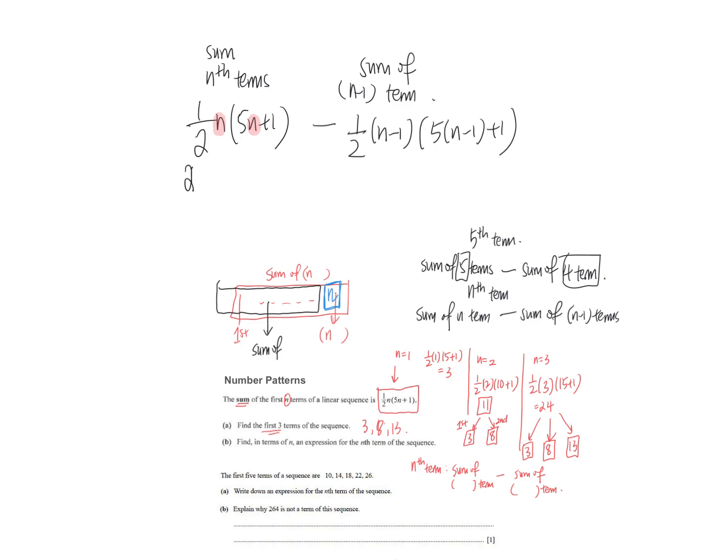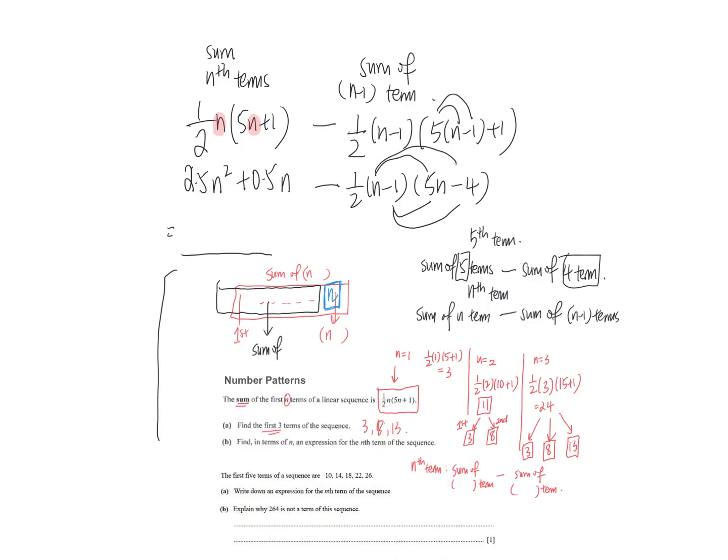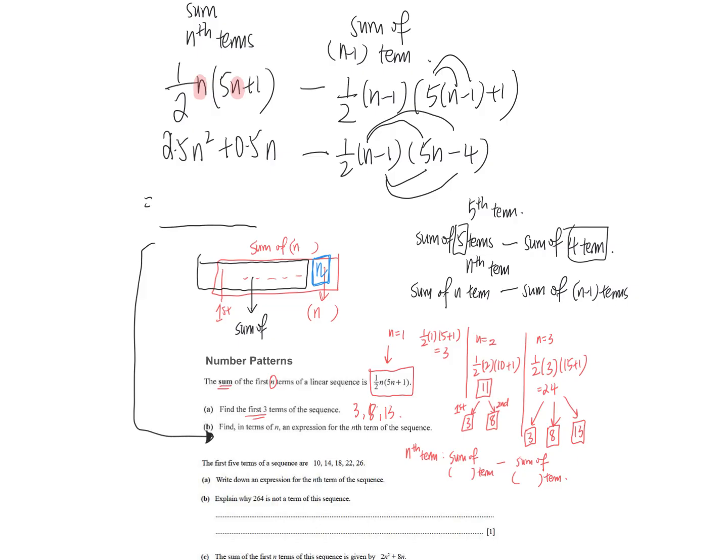So this is 2.5n square plus 0.5n. This one I don't know yet. 5n minus 5 plus this, so minus 4. Then you go and expand, and eventually whatever you are left with is this term. This one is also from your 2025 paper. So this is one type: they give you the formula, and based on the formula, you use it to find your answer.